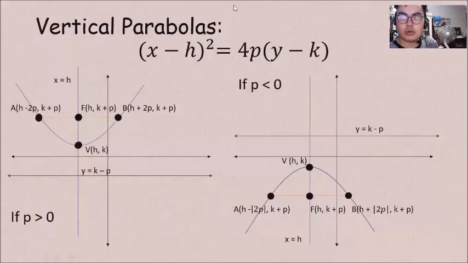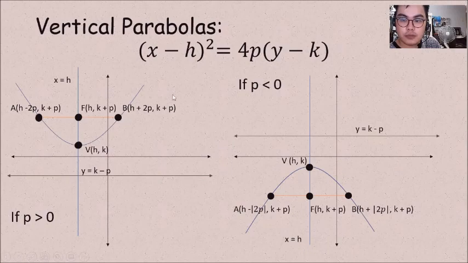Okay, so now we're going to discuss the vertical parabolas. As we see, these are the two types. If your p is greater than 0, then it opens upward. If the p is less than 0, then the parabola opens downward. So the p is the distance between the vertex and the focus, or the distance between the vertex and the directrix. So the vertex is also known as (h, k), right? So we all know it right now.